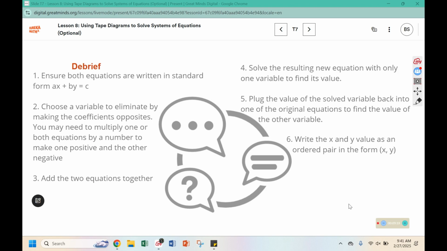We had to multiply one equation by a number to make it the opposite of the other, but in some cases you may need to multiply both. Then you added the two equations together, and we solved that new equation, the result of the adding together, for one variable. We have to plug that value back in to solve it for the other variable. And then finally, we wrote our answer as an ordered pair or a set of coordinates in the form x and then y.